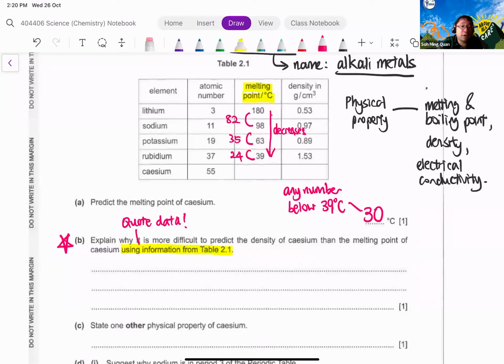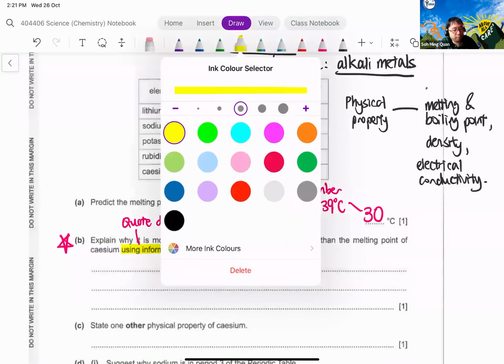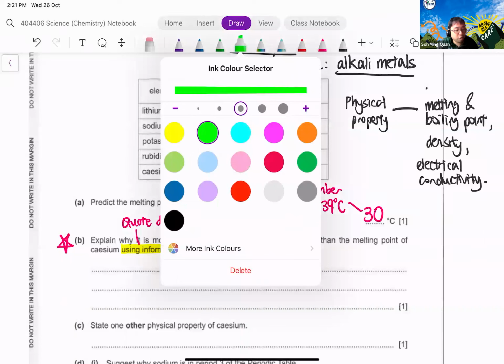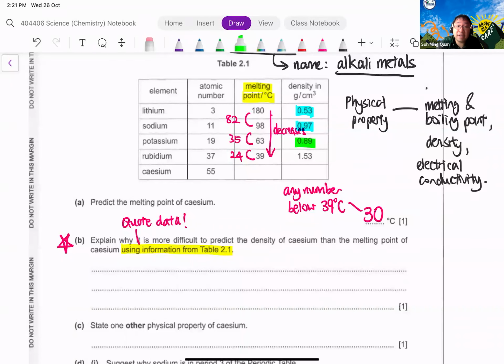So why is it more difficult to predict the density? Just now we predicted the melting point. Why is density harder to predict? Well, let's look at the numbers. If you look at the density, from lithium to sodium, it increases, right? But what happens when you go down to potassium? Potassium, the density is decreasing. From sodium to potassium, the density decreased.